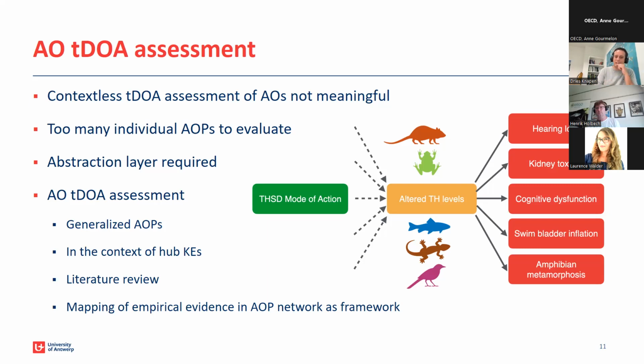So basically, we would go into the literature and try to look for data supporting kidney toxicity across different species that are related in one way or another to altered thyroid hormone levels, for example. And the detailed information that we would find, so which specific MIE it was, which specific key events were altered, this was then mapped in the overall AOP network. So we used the network as a framework for mapping all of the empirical evidence that we found. So we did assess the adverse outcomes, but within this specific toxicological context.